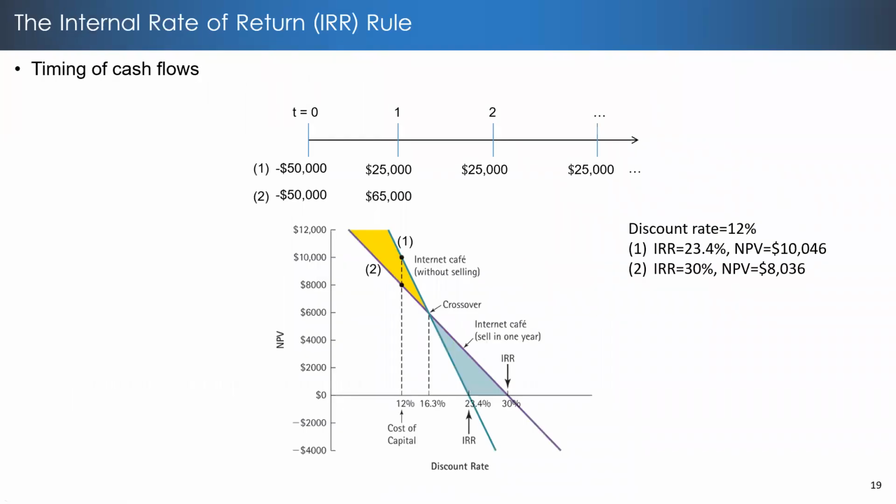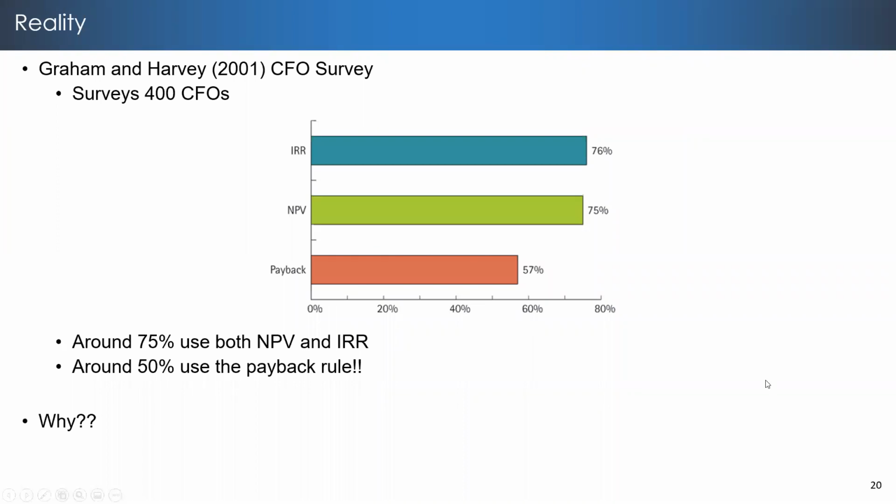So this is basically about the second scenario, right? We want to choose net present value as a priority rule to think about mutually exclusive projects, right? But sometimes IRR can also be informative. So in reality, what do CFOs do?